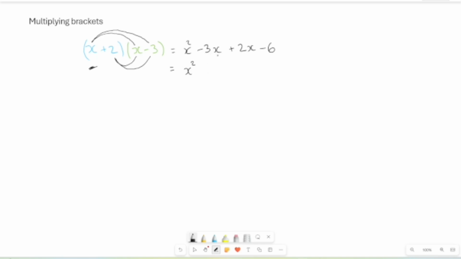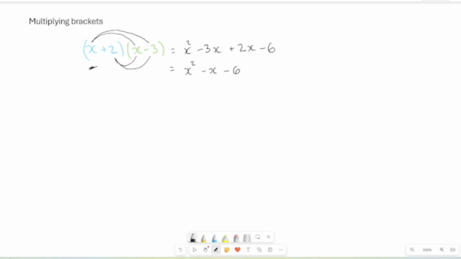But minus 3x plus 2x leaves us with minus 1x. And when we write that, it's just minus x. We don't bother writing the 1. So that's minus x. And then the minus 6, there's nothing we can do about that. And that is the answer to this multiplication here.